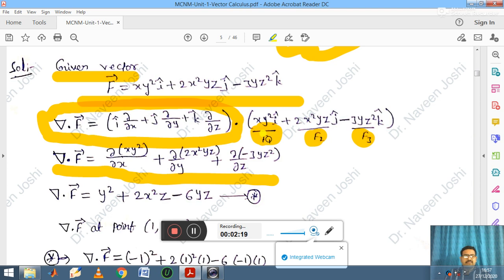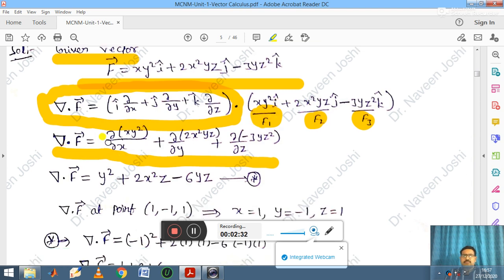So let us differentiate F1 with respect to x partially, F2 with respect to y partially and F3 with respect to z partially. So let's rewrite del dot F equals dou by dou x of, here you just remember i dot i. So i, j, k are the unit vectors. i dot i value is 1. Similarly j dot j value is 1. k dot k value is 1. Therefore in the next step you are writing dou by dou x of xy square, which is your F1, plus dou by dou y of your F2, 2x square yz, plus dou by dou z of F3, minus 3yz square.